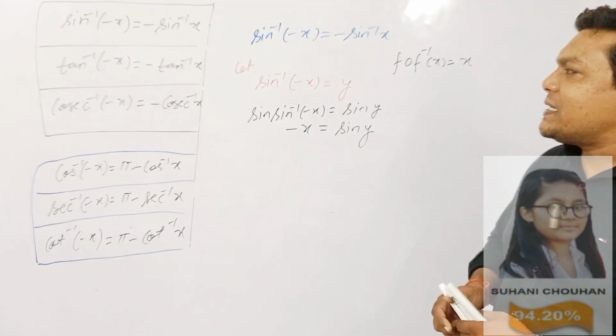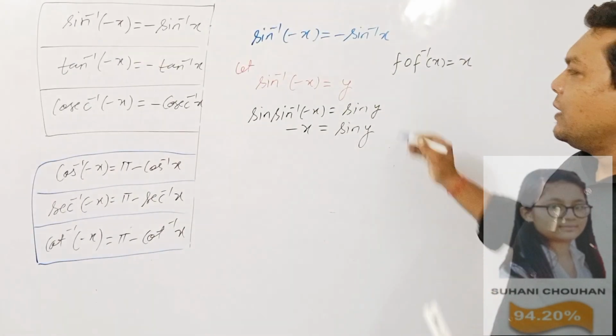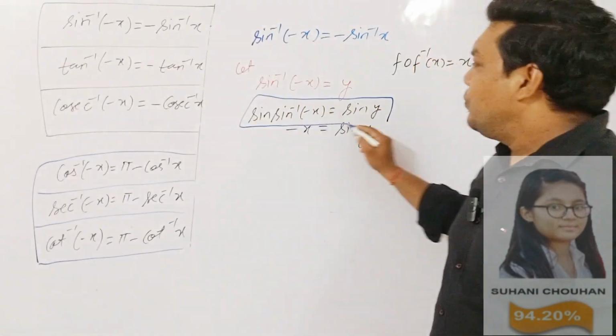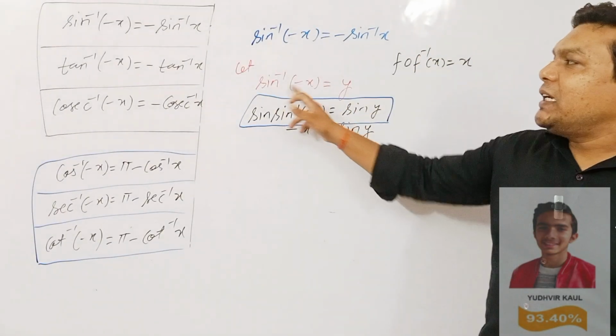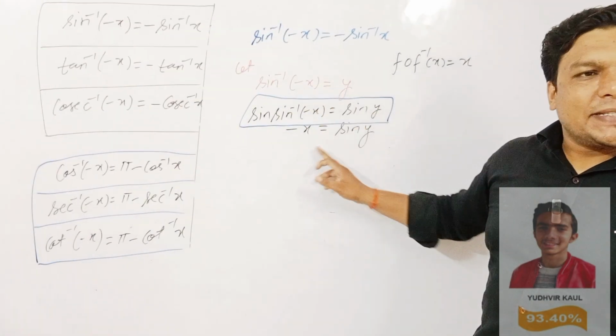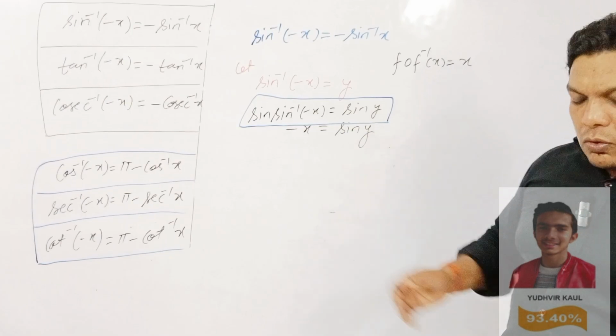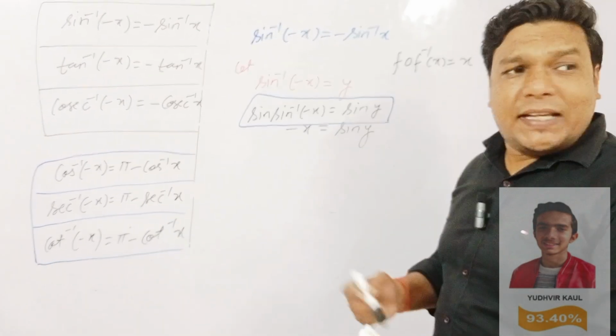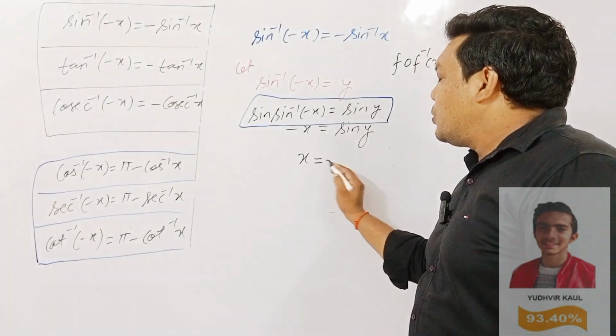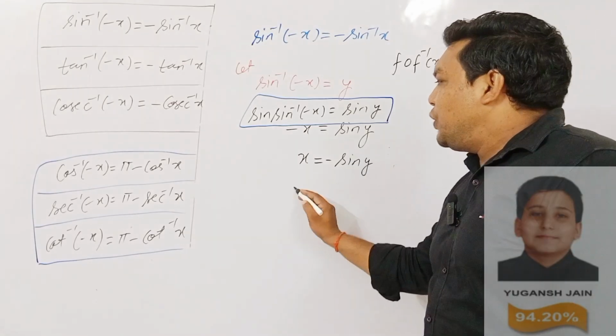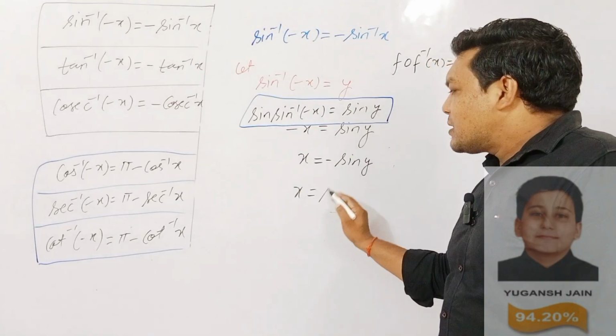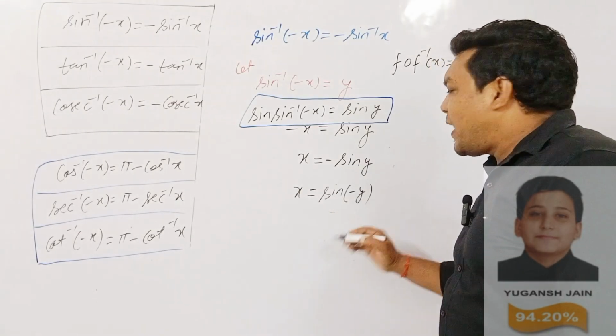So we always skip this step. We used to write directly sine inverse minus x is equals to y, so minus x is equals to sine y. What is next? It is x is equals to minus sine y, and we know the property of sine. It is sine of minus y.